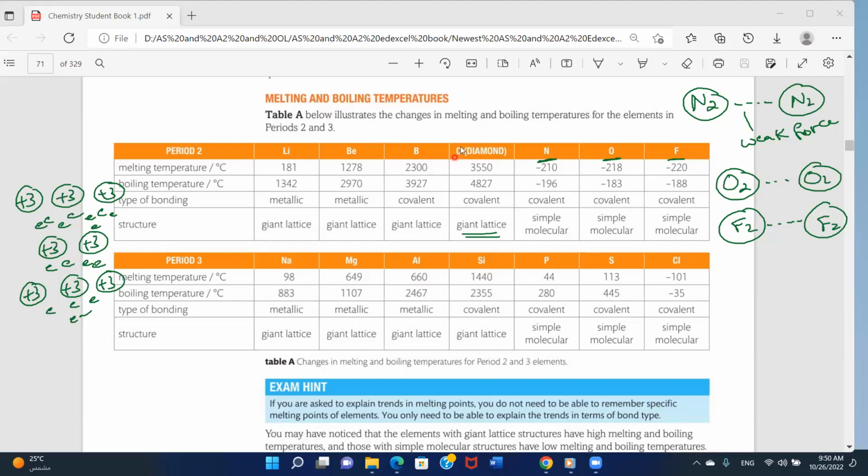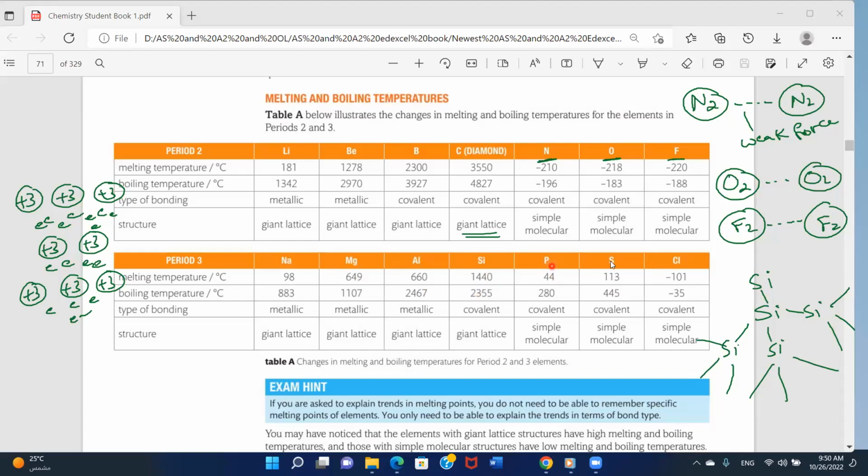And since silicon, like carbon, has the giant covalent structure, where each silicon is bonded to 4 other silicon atoms in a tetrahedral structure, but it is a giant covalent lattice, we require a very big amount of energy to break these strong covalent bonds. That's why silicon also has a higher melting temperature than that of aluminium or magnesium or sodium.